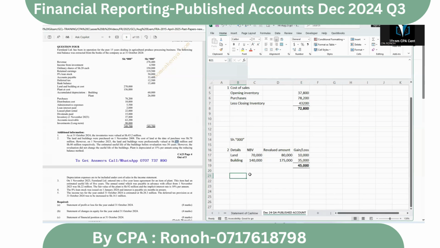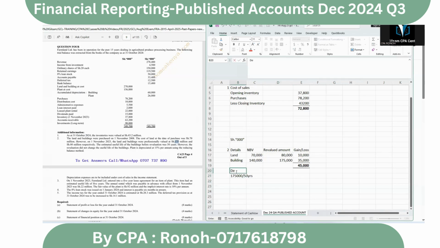We take the revalued amount, they revalued it to 175, but the useful life of the plant didn't change. So we still use that one. It is a straight line. So we will take 175,000 divided by 50, which is our years. So what is the value of depreciation?